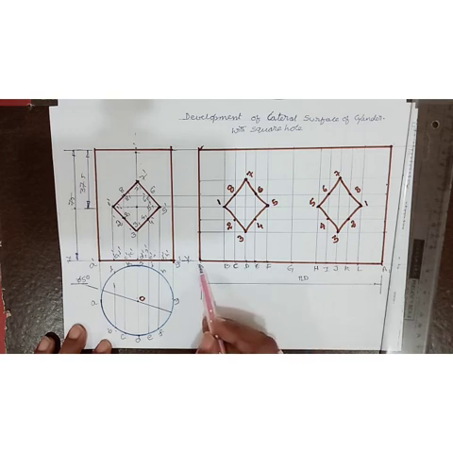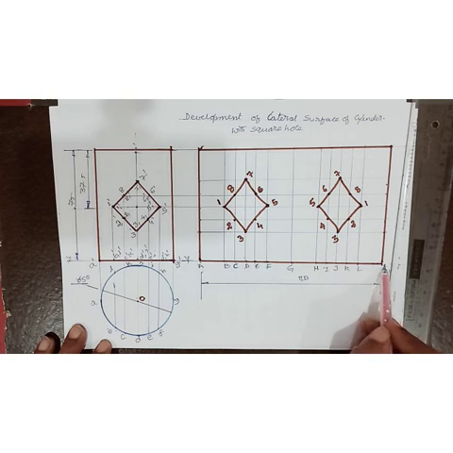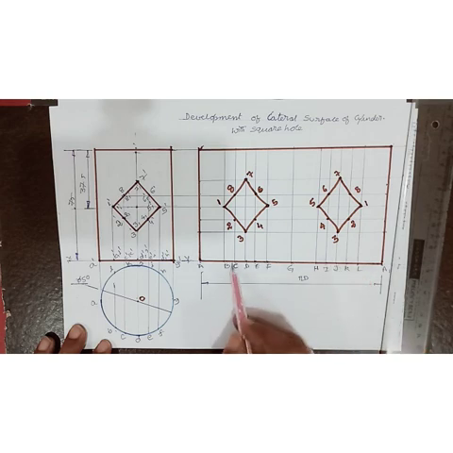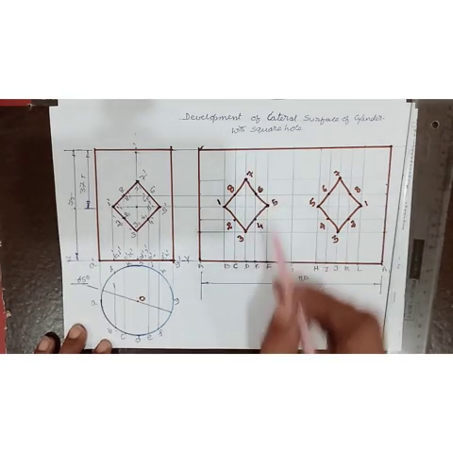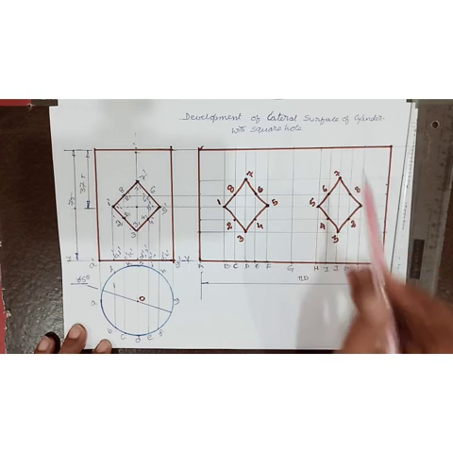For example, AB radius is equal to FG radius. FG radius is equal to GH radius. GH radius is equal to LA radius. So next, EF value is nothing but HI value, like that. We'll get different points. From these points, drop projectors or perpendiculars.